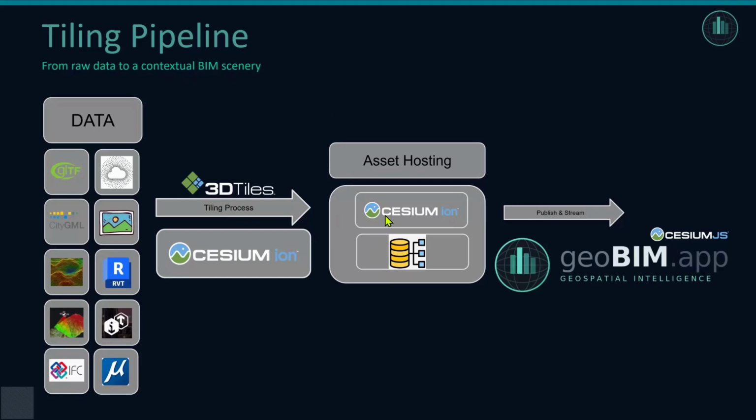So once the assets are stored in the database, then the magic happens and geoBIM.app steps into place. And we like to create a front end where users can use those assets to create sceneries, position those assets on the globe, and investigate those assets. So that's basically the pipeline.